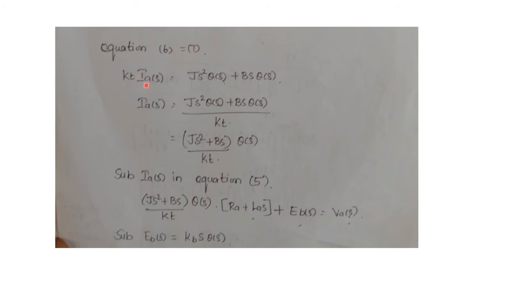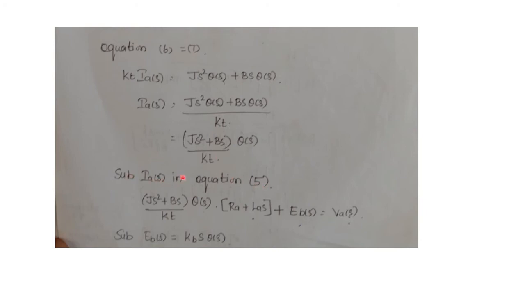So we can write, for one equation the other side will be KT into IA of S. In the other equation, the other side will be JS square into theta of S plus BS into theta of S. So from this equation we can find the value of IA of S. This is a derivation, you have to follow like this, then only we can get the answer. So IA of S will be, we have to bring this KT term to the denominator and it will be like this.